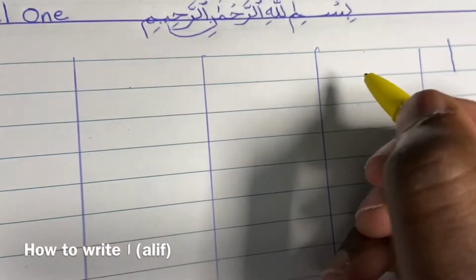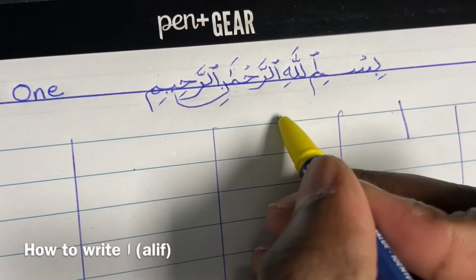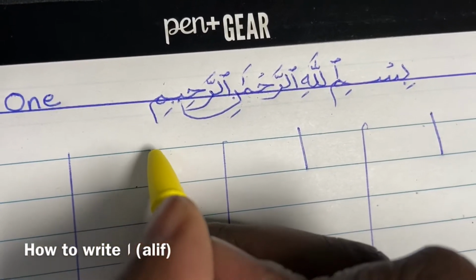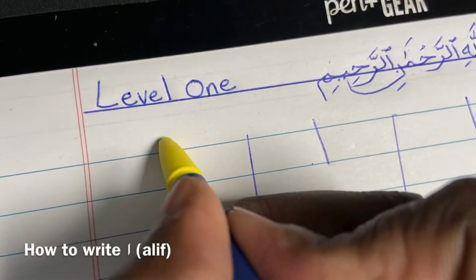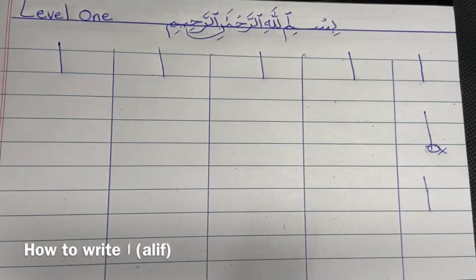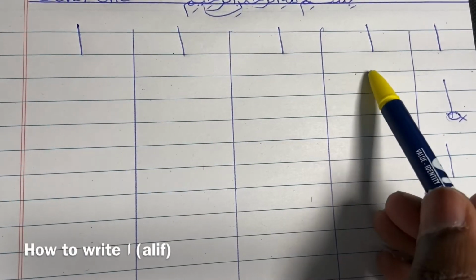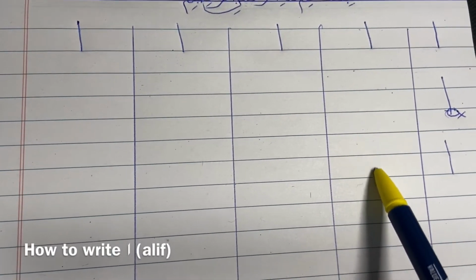So inshallah, this is the first lesson, and it's alif. Alif. Barakallahu feek. It's very easy. Inshallah, make sure the students skip a line, start from there, go down.